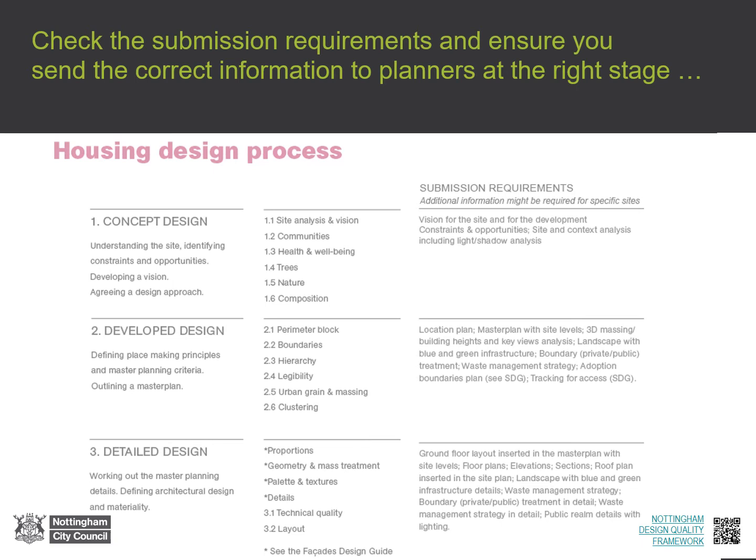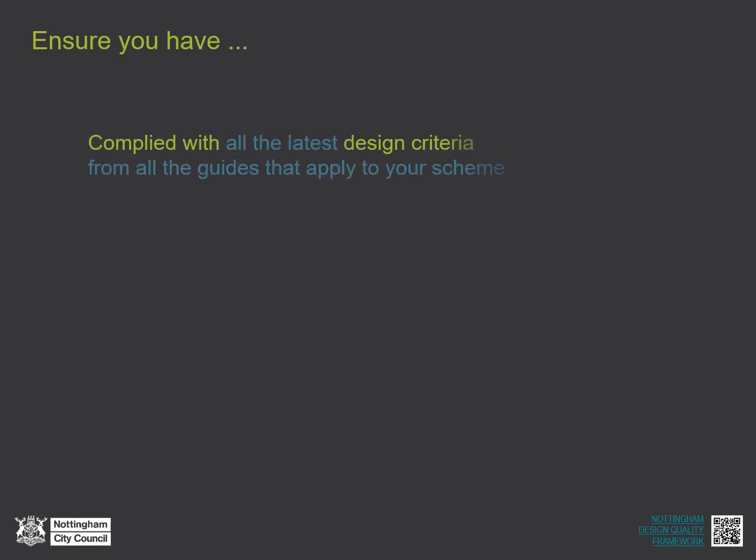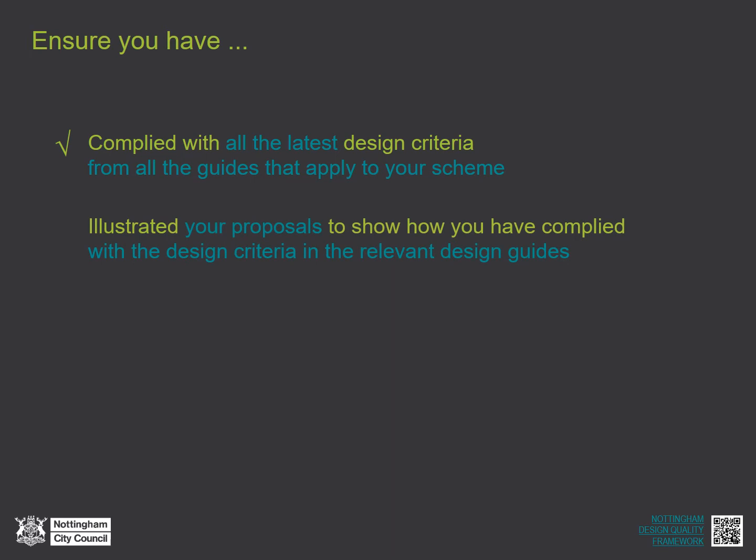For example, in the housing design process, consider the submission requirements. Here it will tell you what is required: a vision for the site, for development constraints and opportunities, a site and contextual analysis, including light and shadow analysis. Ensure you have complied with all the latest design criteria from all the guides that apply to your scheme. Ensure you have illustrated your proposals to show how you have complied with the design criteria in the relevant design guides.